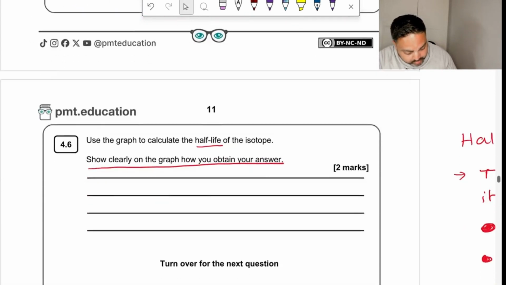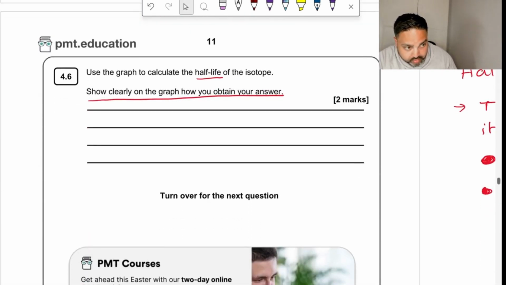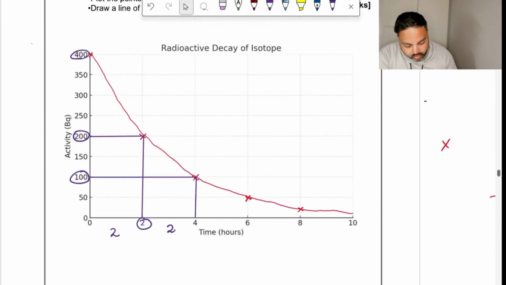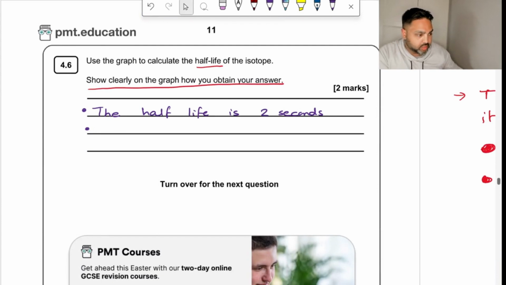So LM is going to come down to revision and 3 and 4 mark questions. Okay. So the half-life is 2 seconds. And you will get both marks if you've drawn the lines on the graph. You will get both marks. It's automatically assumed that you use the graph.